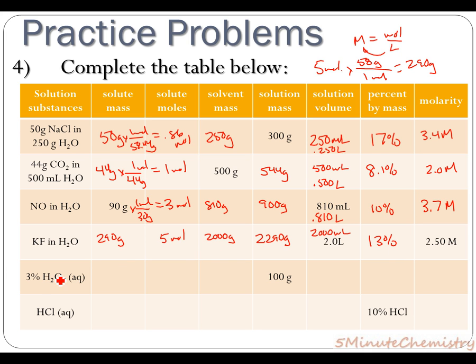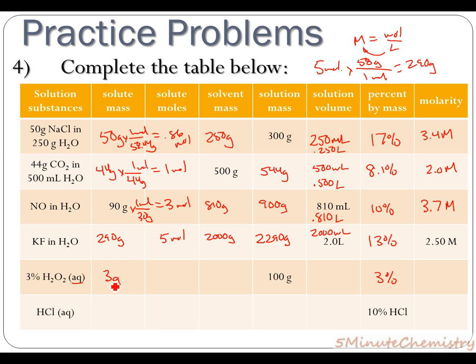Now, this time around I've been given 3% H2O2, and this AQ indicates to us that this is a water-based solution. I have a solution mass, and I see it's a 3% H2O2. So right off the bat I can write that in. It's 3% by mass. And thinking this one through logically, 3% of 100 grams is going to be 3 grams of solute.